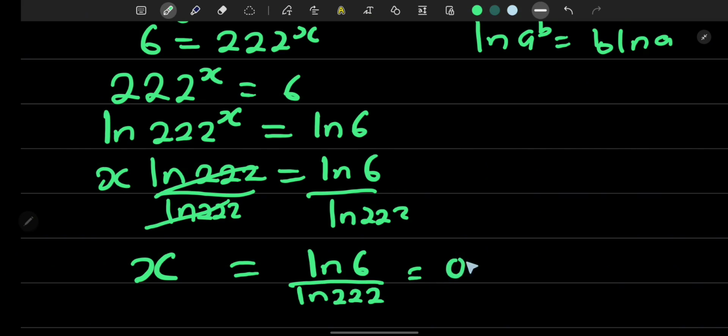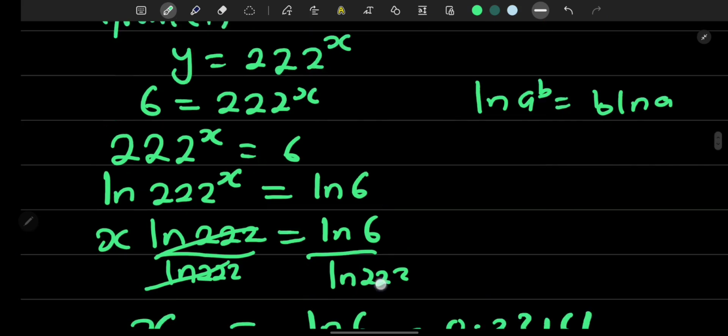So in decimal, this will give us something around 0.33161. Okay, so this is the answer to the given equation.